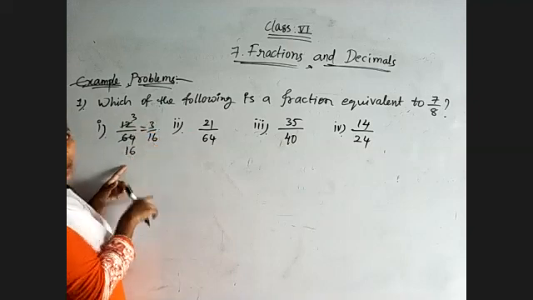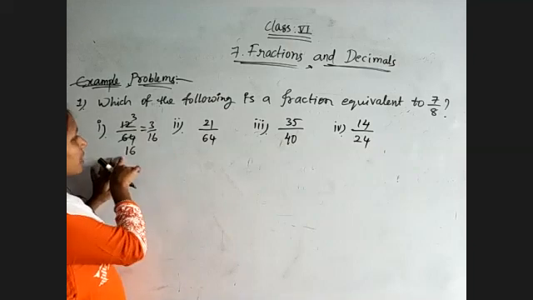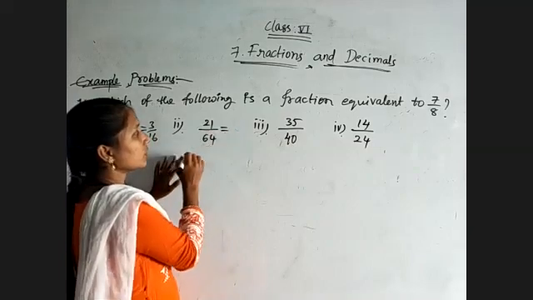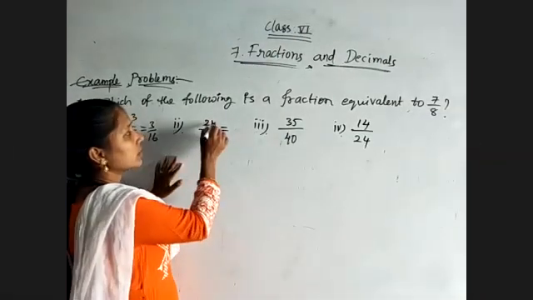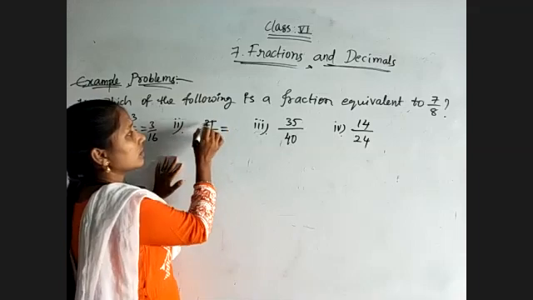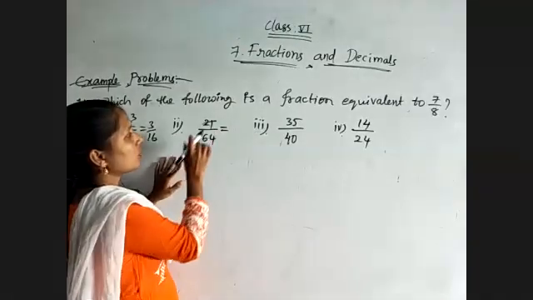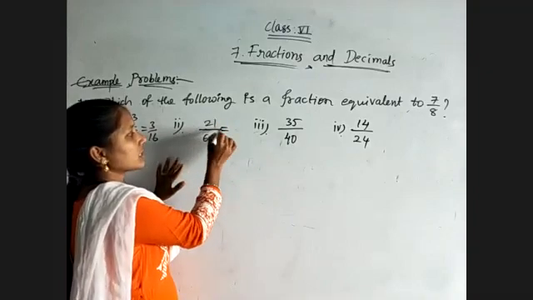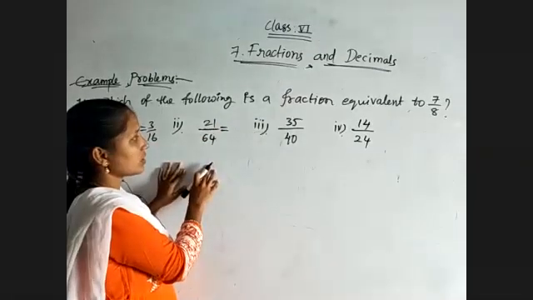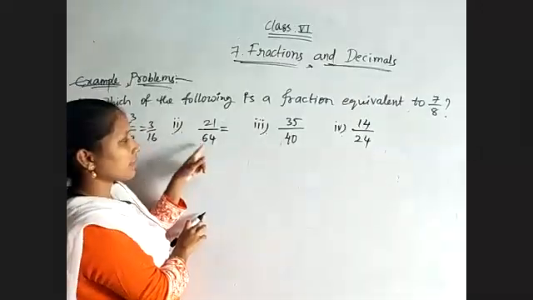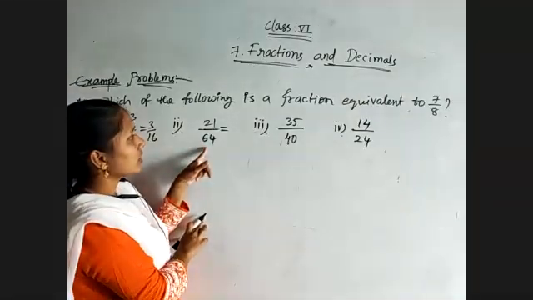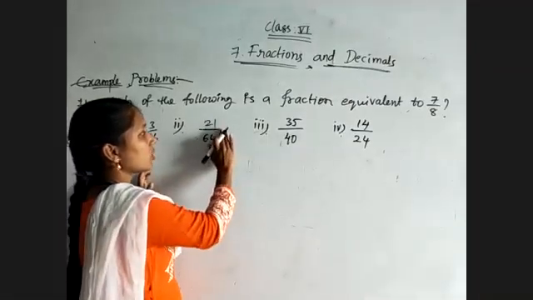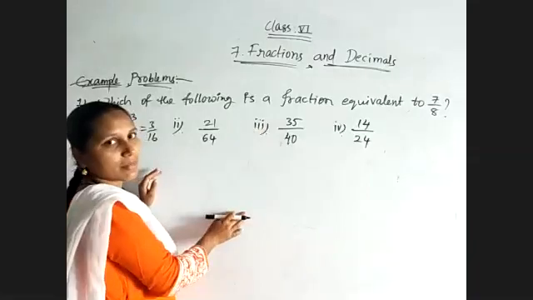Is that equal to 7 by 8? No. So the first fraction is not equivalent. Coming to the second one, both can't cancel. 21 by 64 doesn't have any common factors. 3 7s are 21. The 7 table will not give 64, and in the 3 table also we will not get 64. So already it is in the lowest form, but it is not equal to 7 by 8.